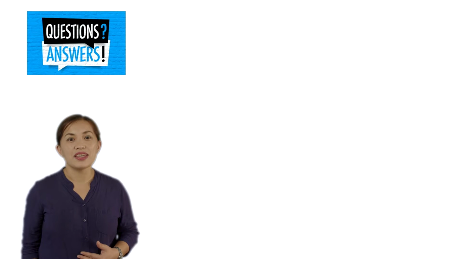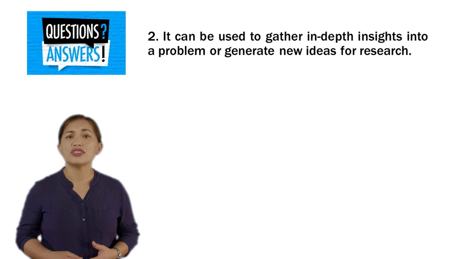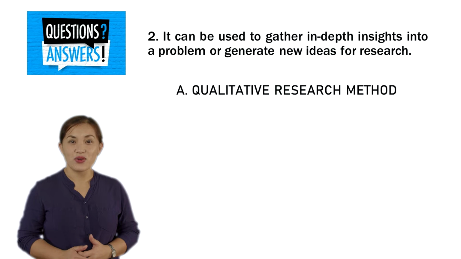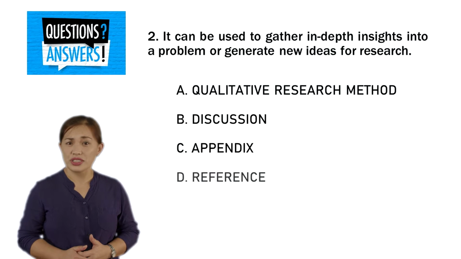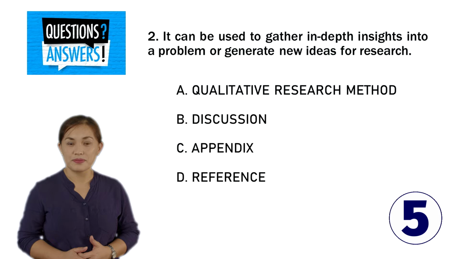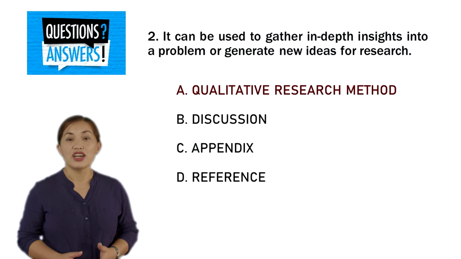Number 2. It can be used to gather in-depth insights into a problem or generate new ideas for research. Letter A. Qualitative research method. B. Discussion. C. Appendix. Or D. Reference. If you answered A. Qualitative research method, you are correct.